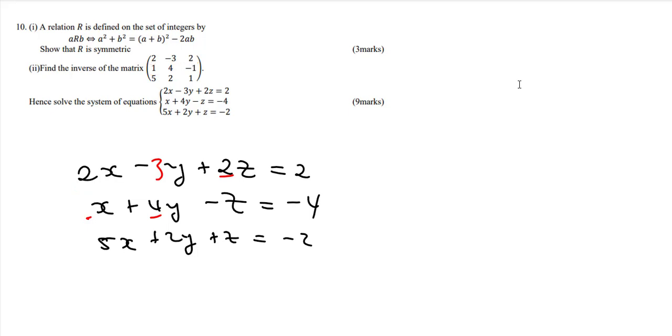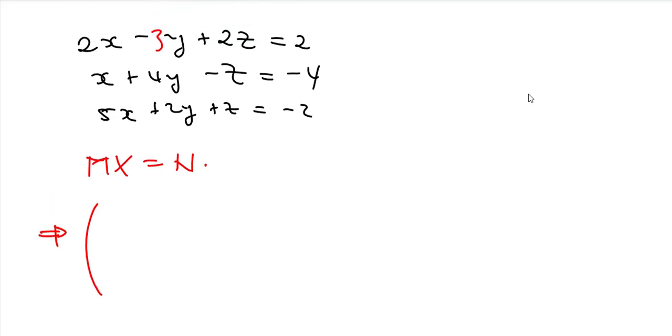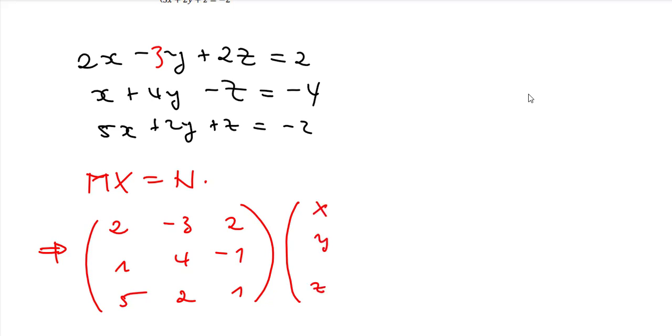Now this means that we can write this particular system of equations in a matrix system, that is in the form M times x equal to a certain n, where n will be the column matrix on the right hand side. So we write down the coefficients. Here we have 2, negative 3, 2. Here we have 1, 4, negative 1, 5, 2, 1. Now this multiplies our variables, that's x, y, z, the column matrix, and this will be equal to 2, negative 4, negative 2.